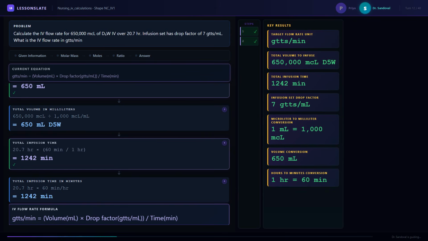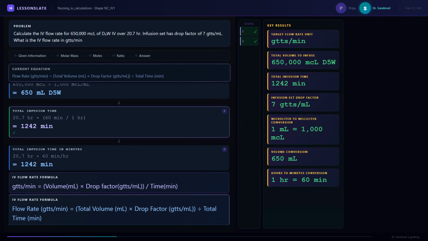Yes, Priya, that's exactly the right formula to use for calculating the IV flow rate in drops per minute.